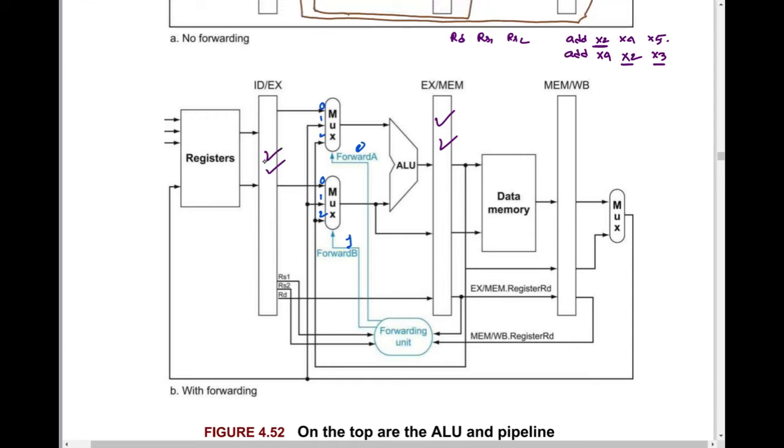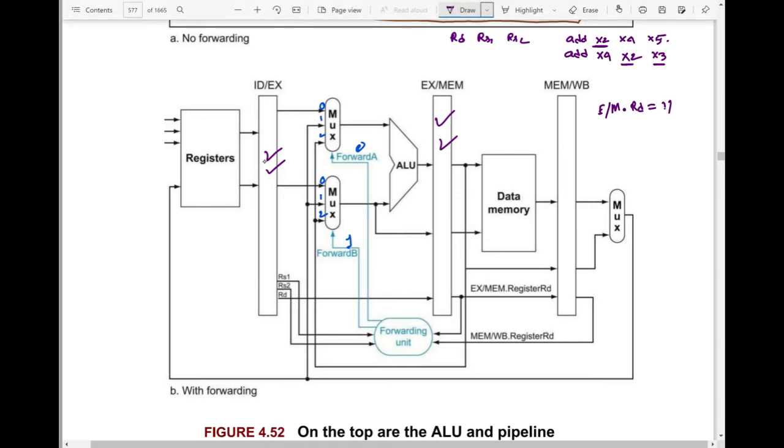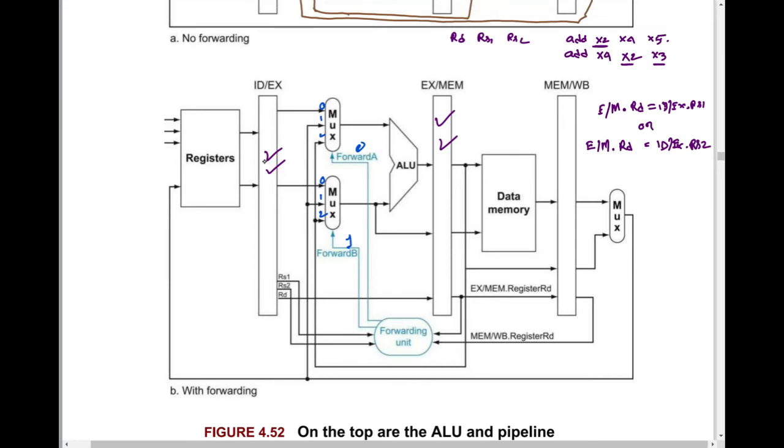So what we need to check here is, if XMEM.RD, meaning the destination register stored in this register, is equal to IDEX.RS1, or if XMEM.RD is equal to IDEX.RS2, then forwarding is required. Are you getting my point, what I'm saying?